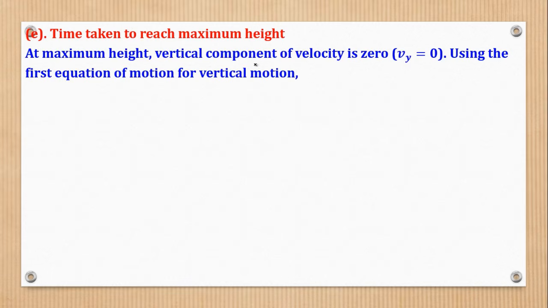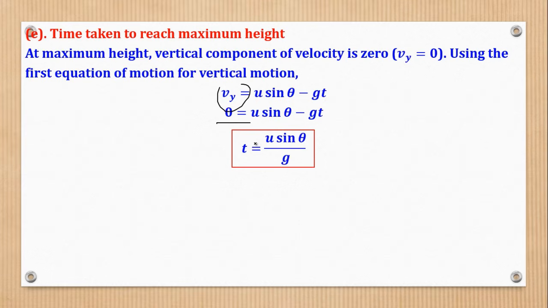So at maximum height, the vertical component is 0. We already know that, so we can use the first equation of motion: Vy is equal to Uy minus gt. Then I remember that Vy is 0, so substitute 0 and make t the subject. So the time taken to reach maximum height is U sine theta over g.